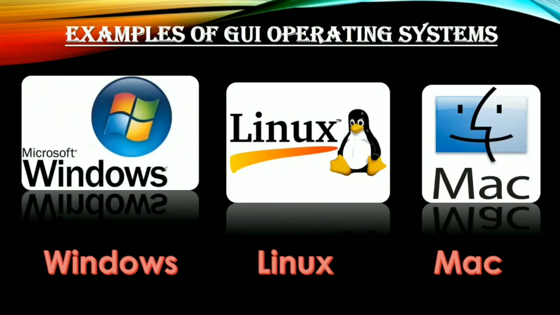We will see the examples of GUI operating systems. Operating system means the system which helps to operate the computer. Here three names are given. First is Windows, second is Linux, and third one is Mac, that is Macintosh. These operating systems use the GUI.